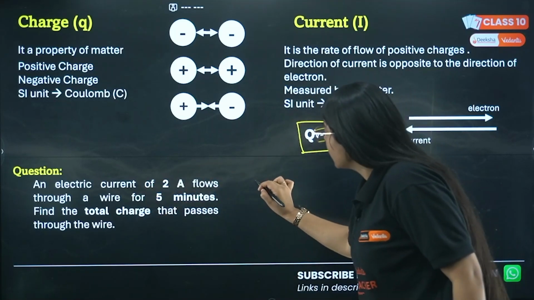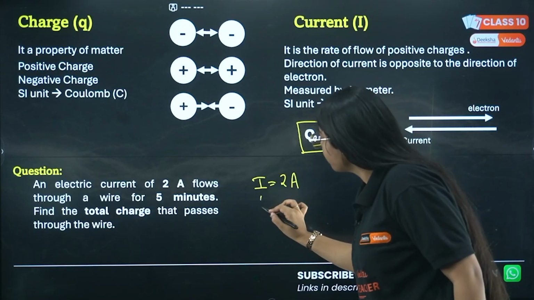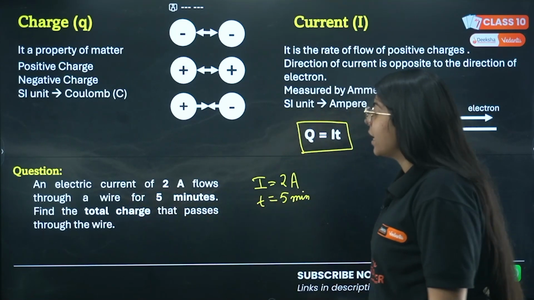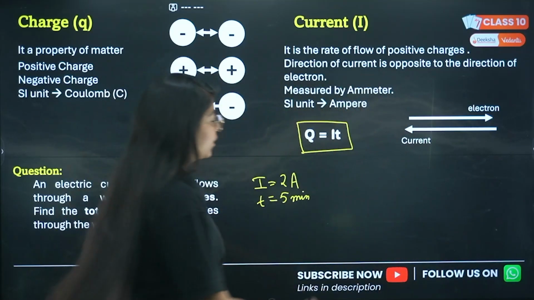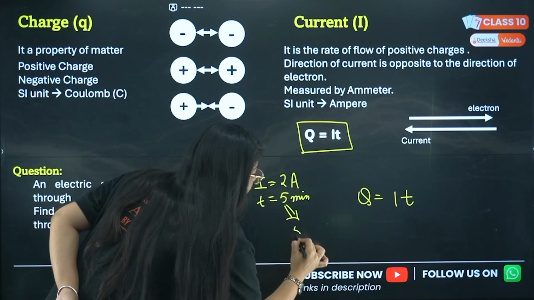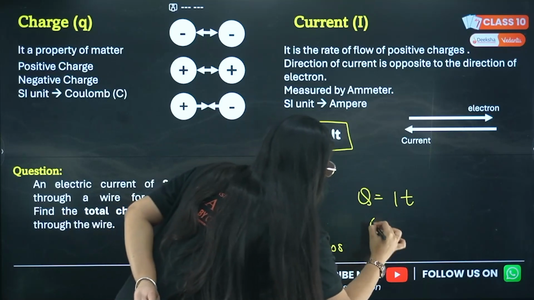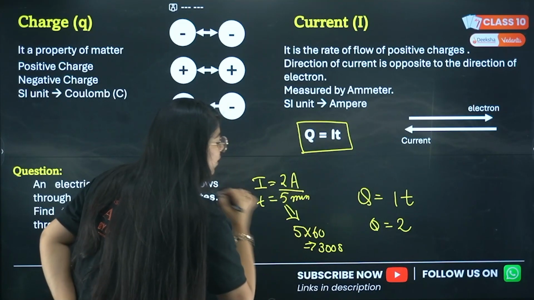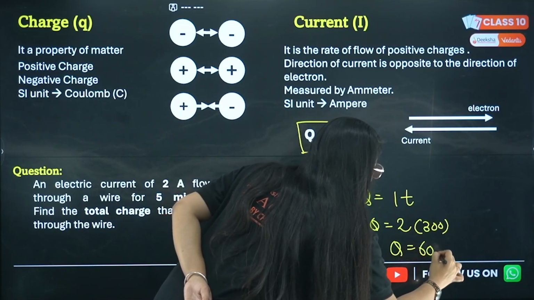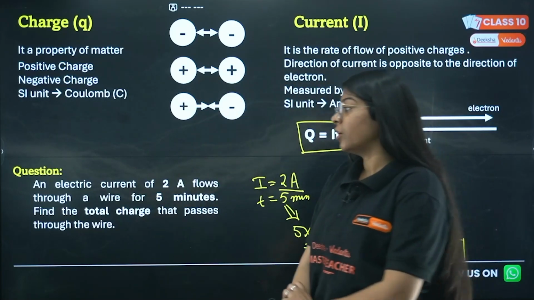Electric current of 2 ampere flows through a wire for 5 minutes. So a current is given, that is 2 ampere, and the time is 5 minutes, right? And we have to find the total charge that passes through the wire. So we have to find Q. Q equals I T. Just remember to convert this minute into seconds. That will be 5 into 60, so that will be 300 seconds. So Q will be 2 into 300, so that will be 600 coulomb. Do not forget to write the SI units for your numericals.